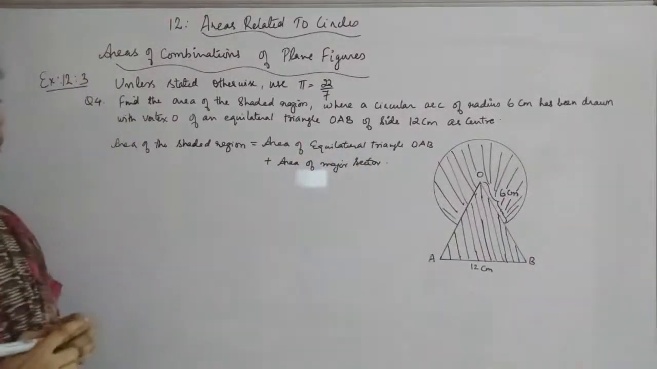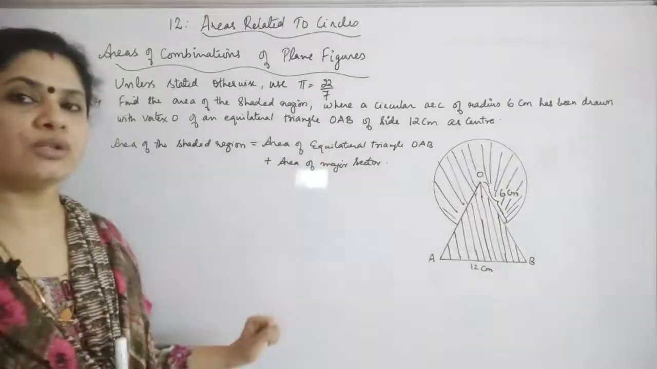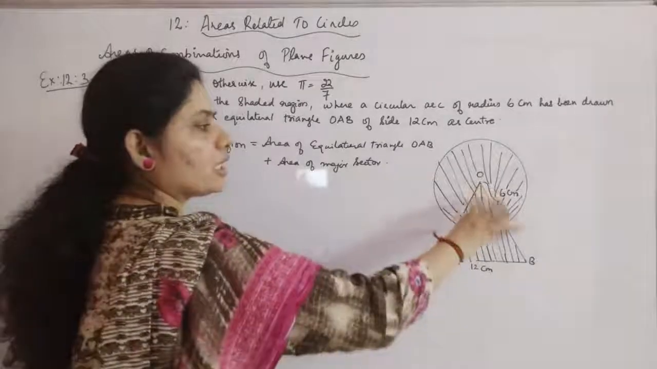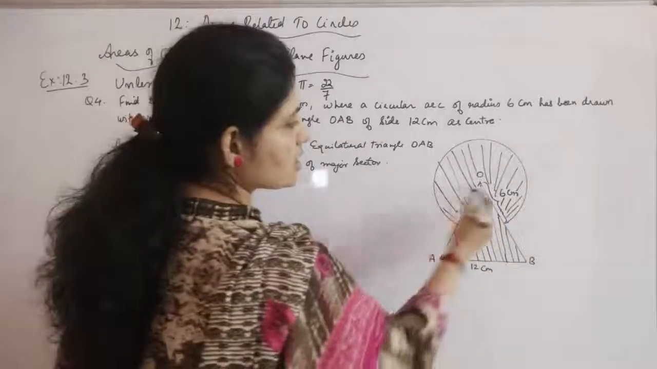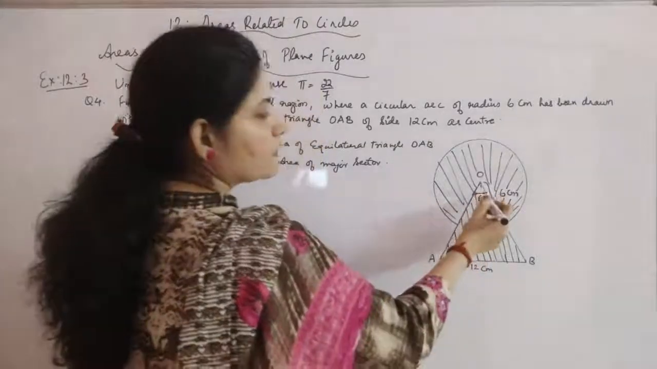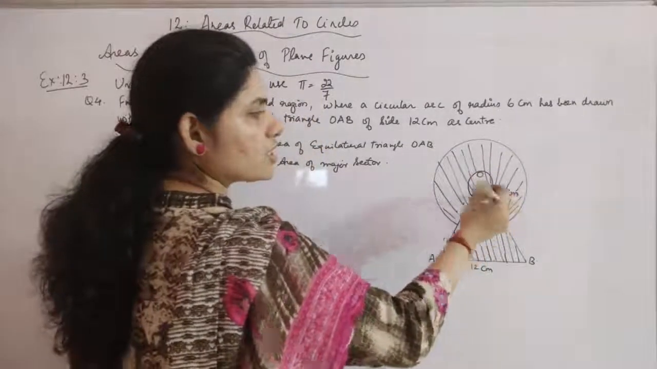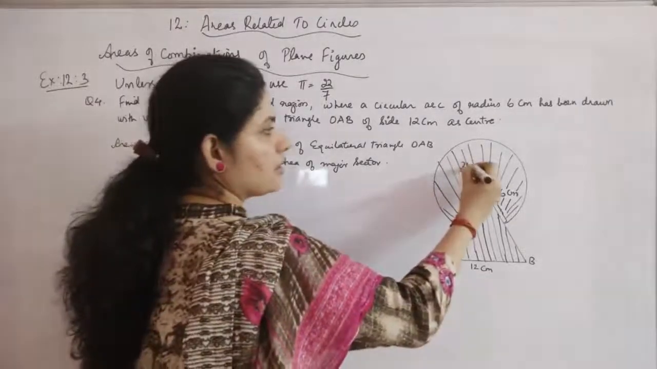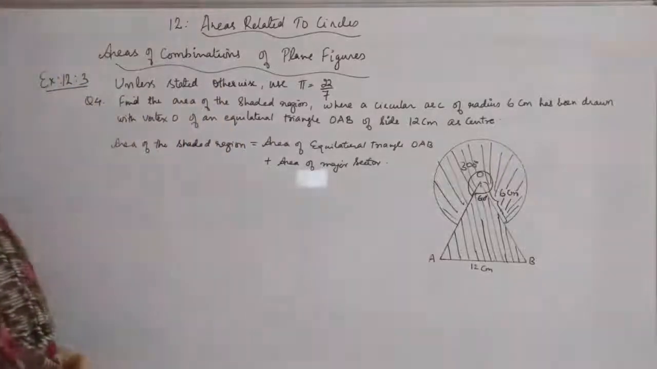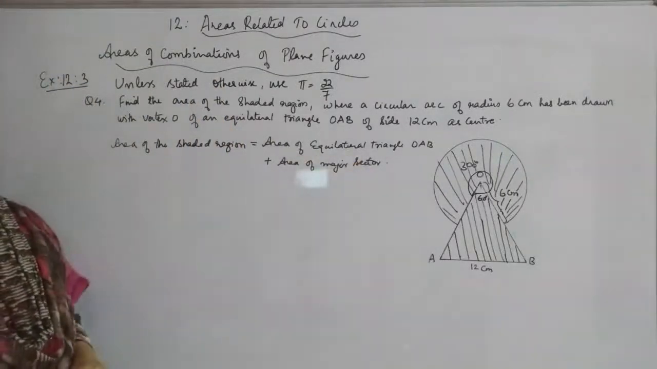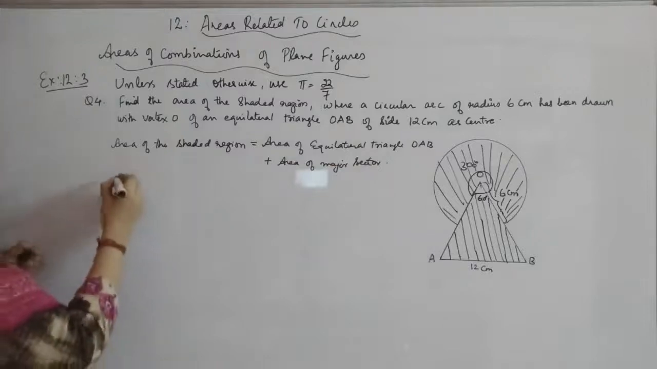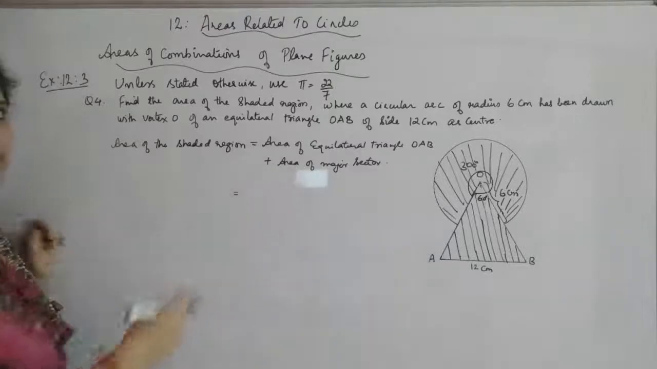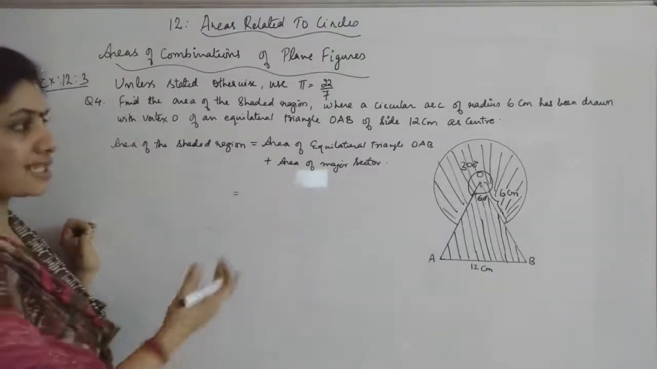Okay. Now for major sector you have r, but what about theta? Since you know that the central angle of the circle is 360 degrees, and for an equilateral triangle you will have each angle to be 60 degrees. So this one is 60 degrees, right? So for the central angle of the major sector, how will you get it? 360 minus 60, that is 300 degrees will be the central angle of the major sector. So you can just mention when you are substituting that the central angle for the major sector is 300 degrees.